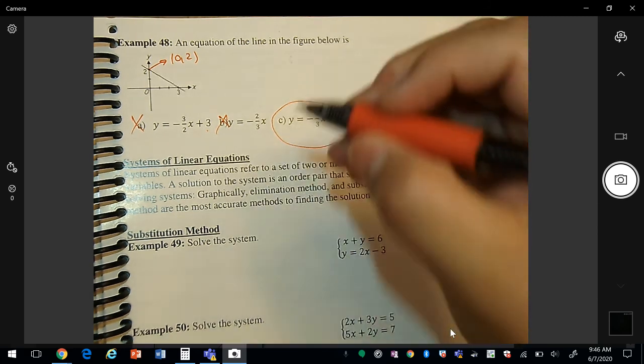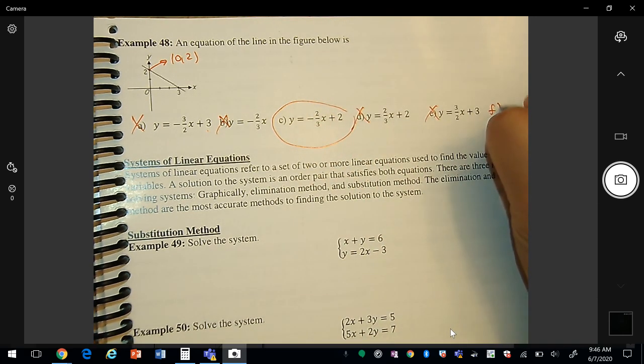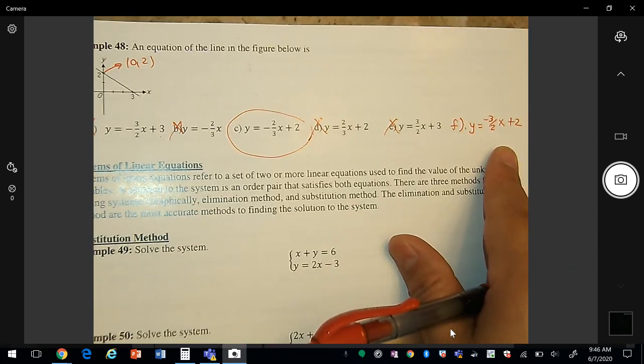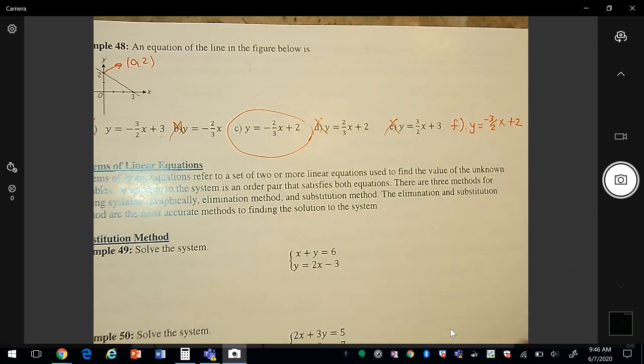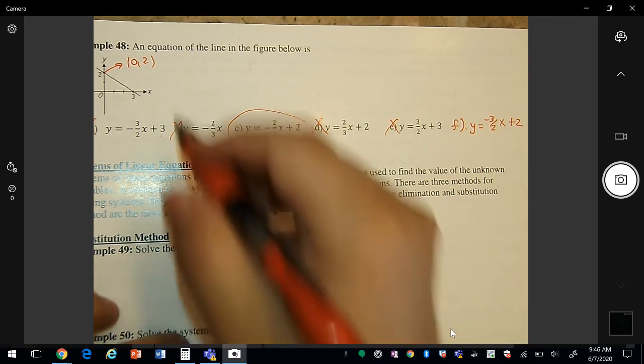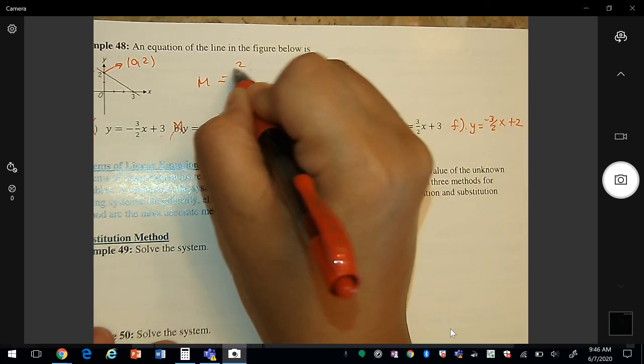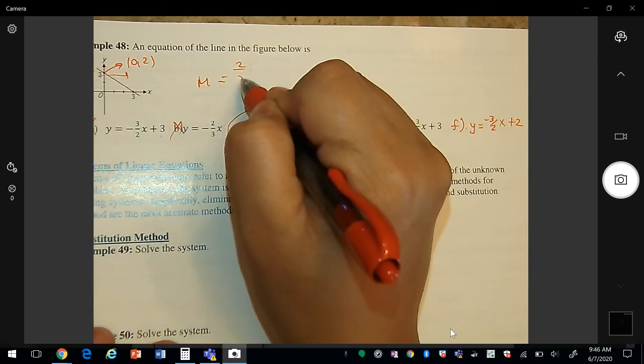So let's say for now, just to add, let's say we had a letter F and it was y equals -3/2 x plus 2. Then that would be a possible answer. So we would have to use the slope to determine the answer. If we check the slope here, we're going up 2 units and then we're going across 3 units.